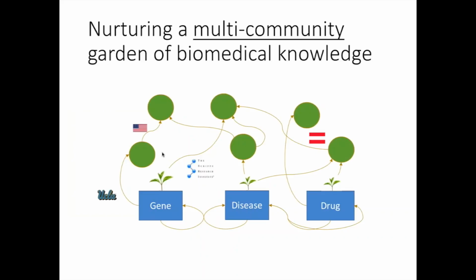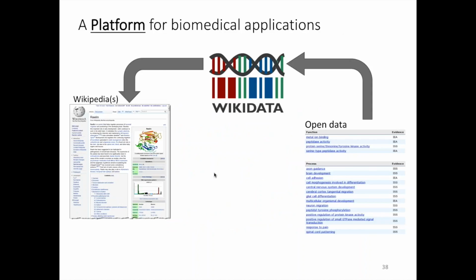What we want to do is produce a multi-community, what I call here a garden of biological knowledge. So, people at UCLA may add some connection, Scripps may add some connection, but no one individual group is going to add all the connections that we need to represent all the knowledge that we need to add. And so the goal is really to stimulate this kind of very broad collaborative growth of this system. What I really want to convey to people is that Wikidata is not just about Wikipedia. It's really a platform for building biomedical applications.